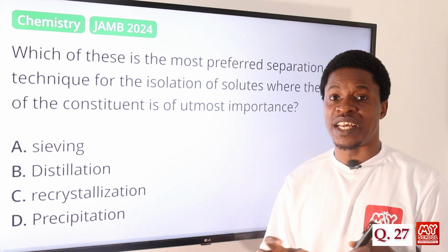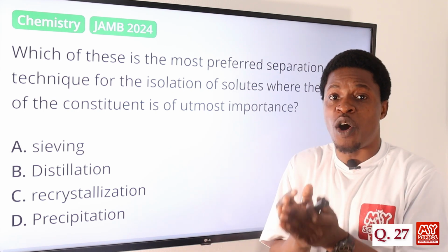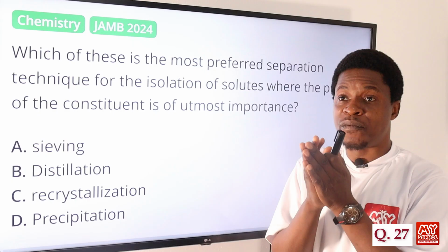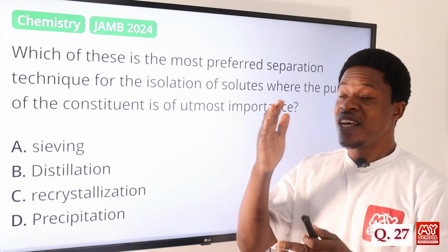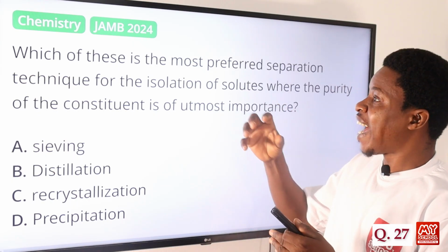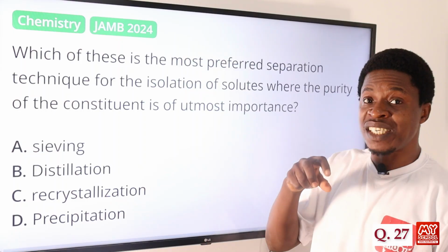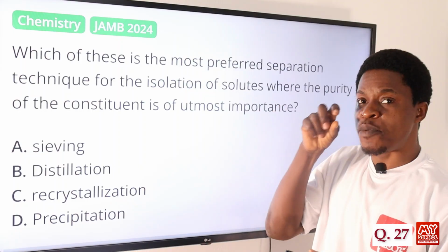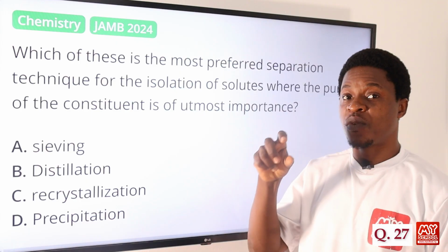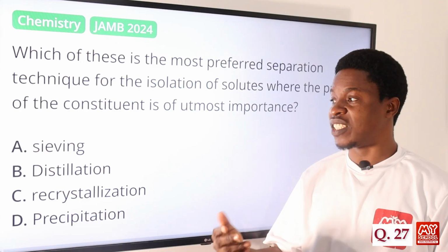Separated, because different components or compounds make up a mixture in a physical process. So there's need for us to separate and isolate, but what are we considering now? We are considering the purity of that particular substance. If we are considering purity, there are two things here.